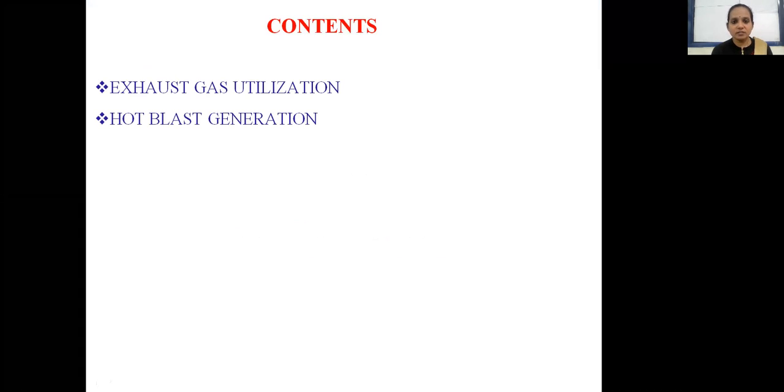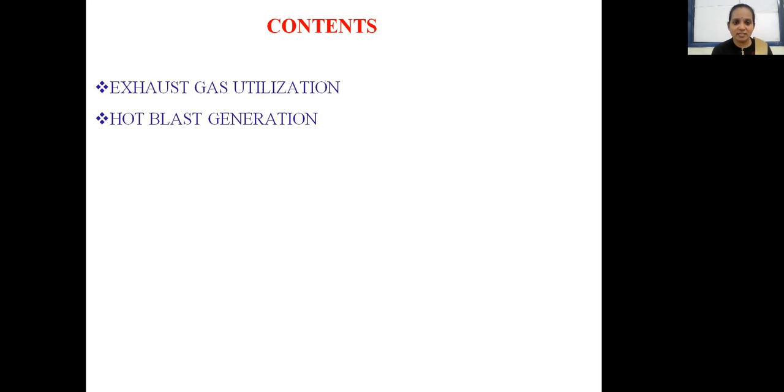In this session, let's discuss exhaust gas utilization and hot blast generation. Already, we have discussed ancient iron making and historical iron making. Now, let's discuss exhaust gas utilization.